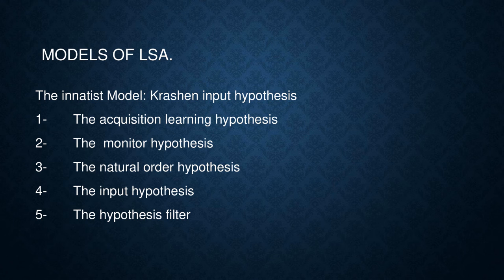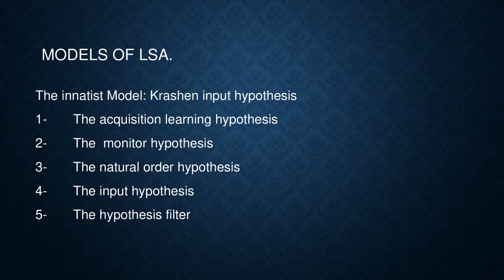The process of theory building may be illustrated in the form of several models of second language acquisition that have appeared in recent history. We are going to present some of these models. The first is the Krashen input hypothesis, which is one of the most controversial theoretical perspectives in second language acquisition. And here we can identify a set of 5 interrelated hypotheses.